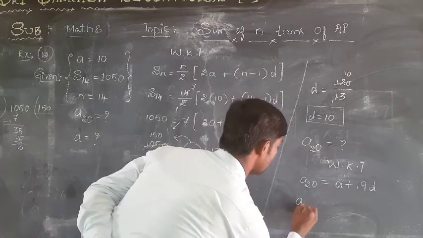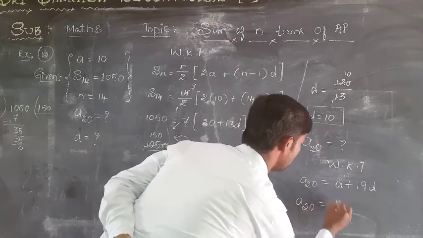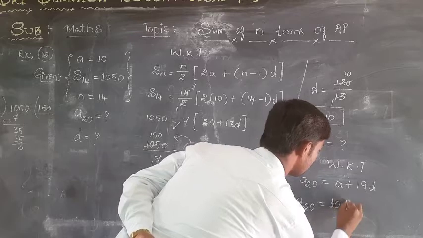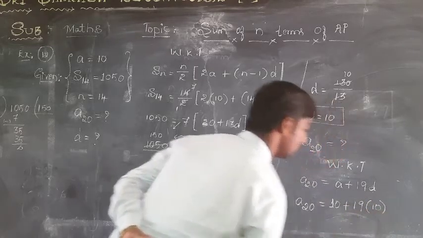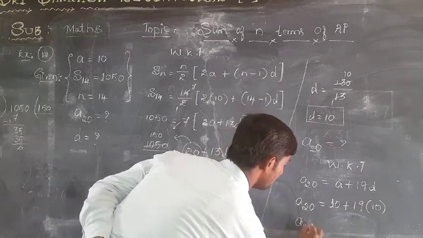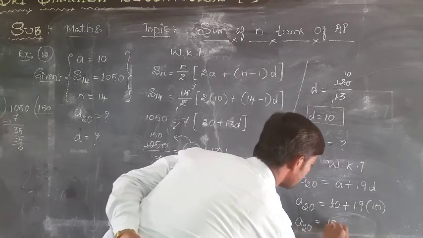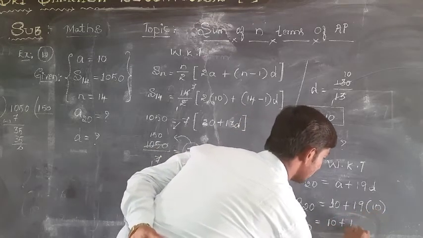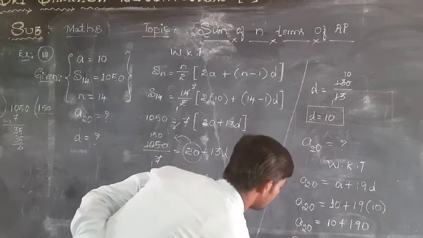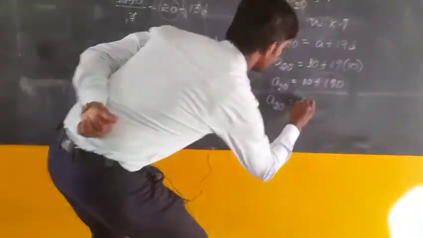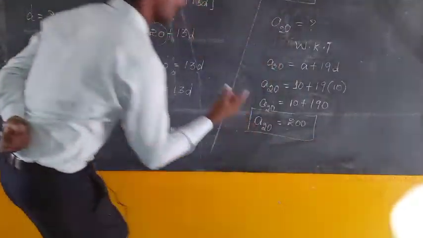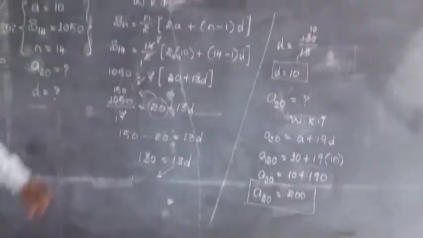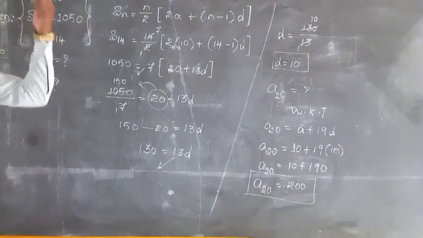That is A20 is equal to, A value is 10, plus 19 times of D. D value is also 10. Now A20 is equal to 10 plus 19 tens are 190. Then A20 is equal to 200. So what we had to find, the 20th term of that AP is 200.